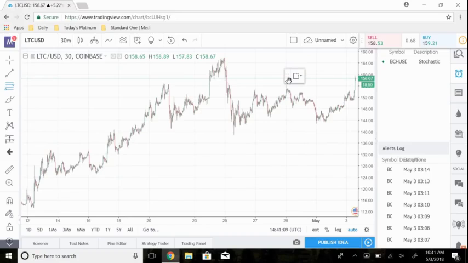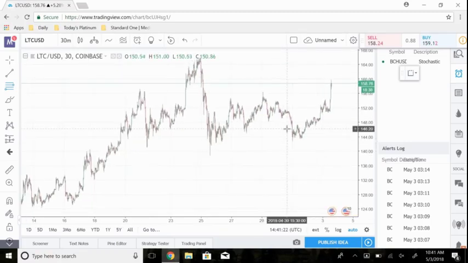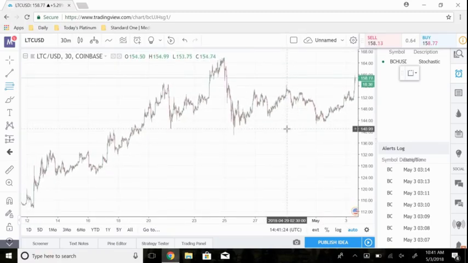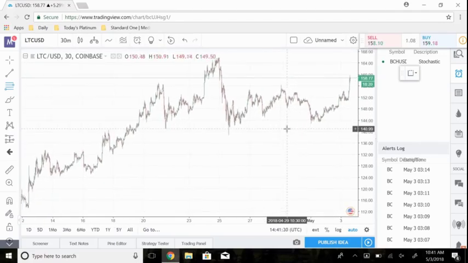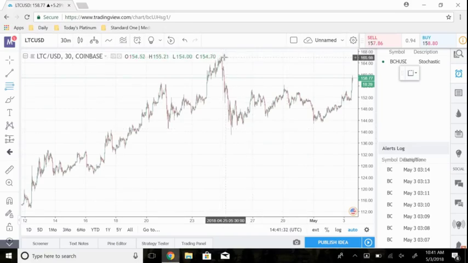Now that you have it selected, I'm just going to move this out of the way. Whenever you're plotting Fibonacci retracement levels, you want to go from the top to the bottom. What you're going to look for is a large run up and then a large sell off. So you just want to be looking for a large sell off when looking to plot the Fibonacci retracement.